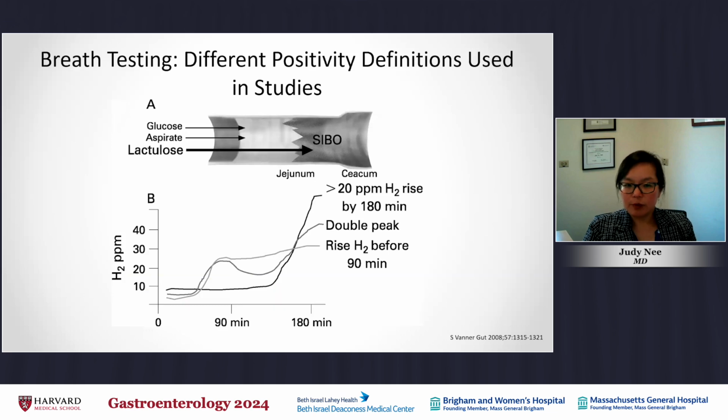The various studies that have been performed on breath testing really hinge upon the definition used in these studies. So I'm going to go through the history of how bacterial overgrowth was linked to IBS, but I want to call out in particular that there were three major ways of defining positivity. A greater than 20 part per million rise in hydrogen by 180 minutes. A double peak, meaning a rise initially in the small bowel and then a second rise that occurred in the colon. And then lastly, any rise of hydrogen before 90 minutes.